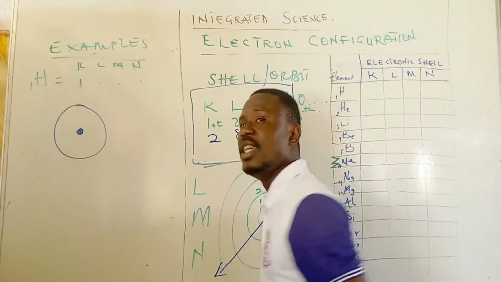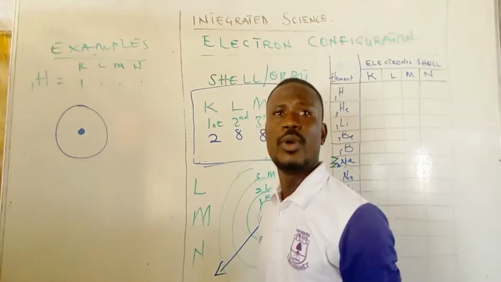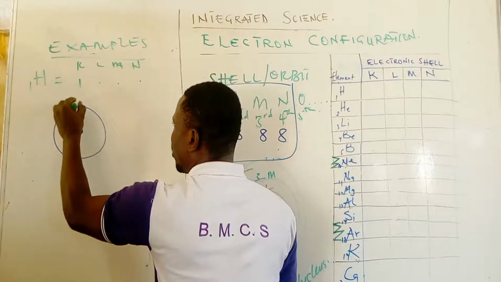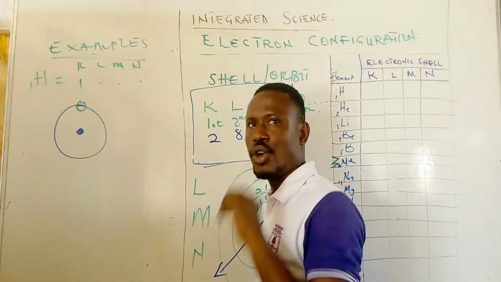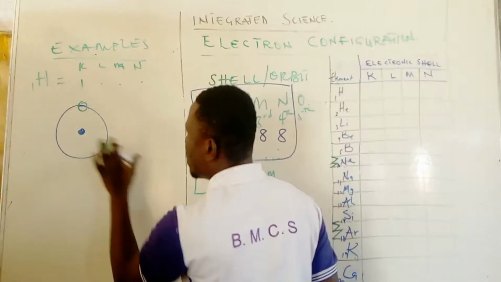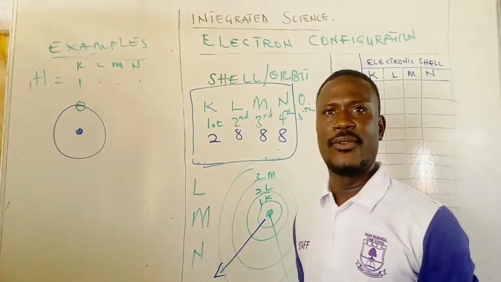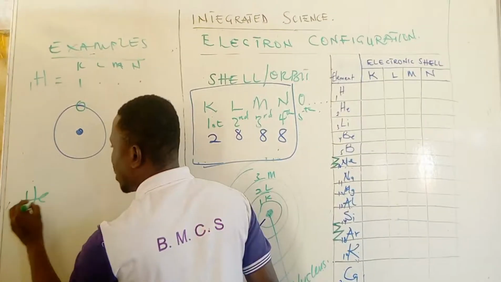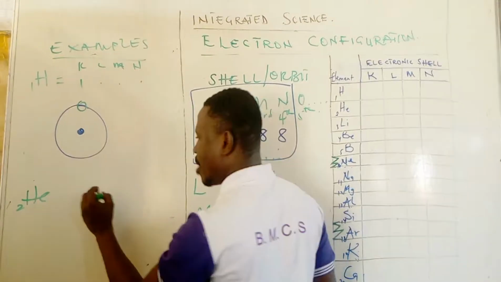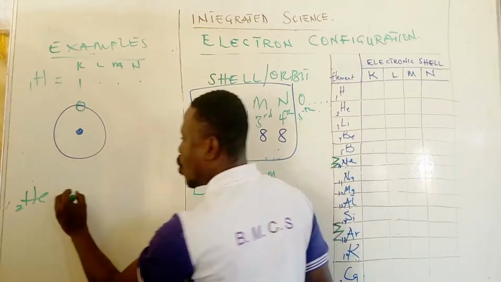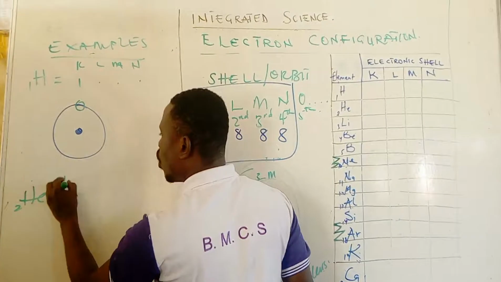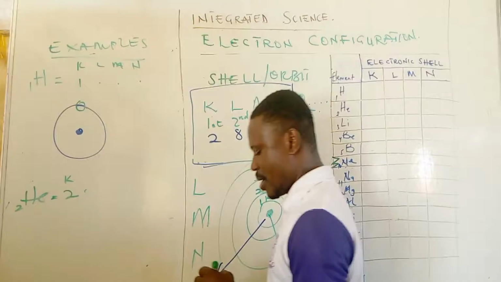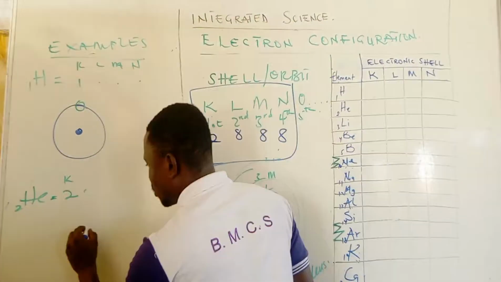Let's look at the second one, which is helium. Helium has only 2 electrons, so we place all the 2 on the K shell, and that is it. Drawing the configuration, we have the K shell, the central organ, and 2 electrons. This is the structure or the configuration for helium. Let's look at more examples.